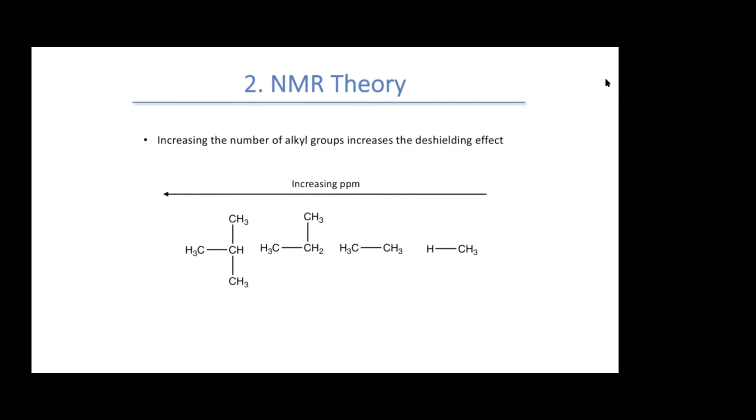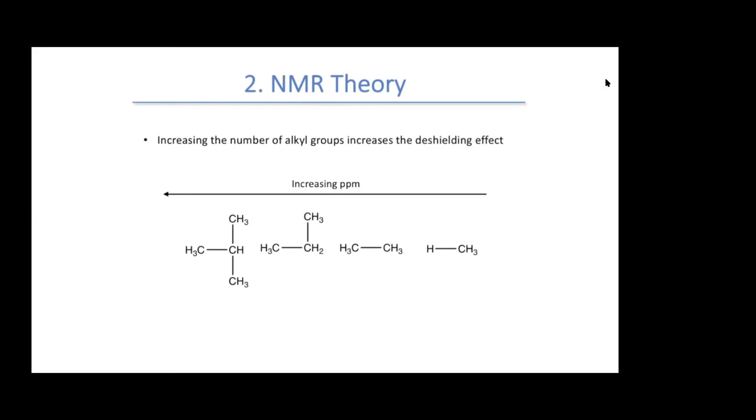If we start with just methane, we see that would have a much lower ppm. Adding 1 carbon group to it, so we have a slightly more substituted carbon in the middle, that increases the ppm a little bit. Adding a second carbon group will increase it even further. And then adding the third carbon group will increase the ppm even further.